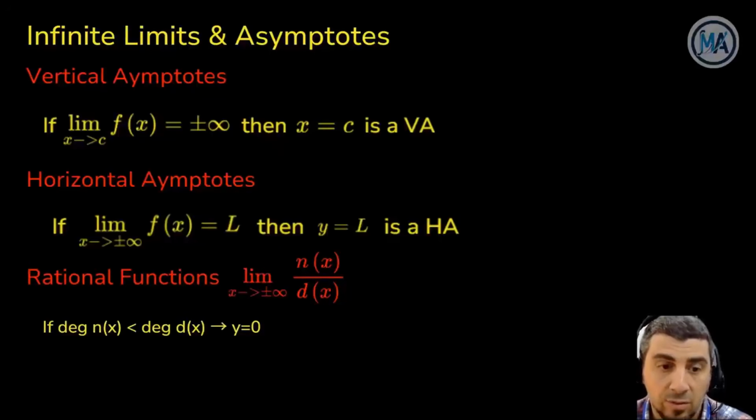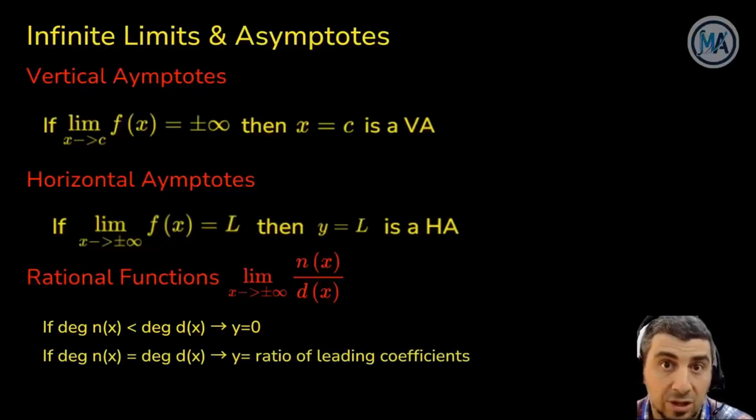For rational functions, if you take the limit as x approaches positive or negative infinity, if the degree of the numerator is less than the degree of the denominator, then the limit is going to be 0 and you have a horizontal asymptote. If the degrees are equal, then you would have a horizontal asymptote and the limit is going to be the ratio of the leading coefficients.